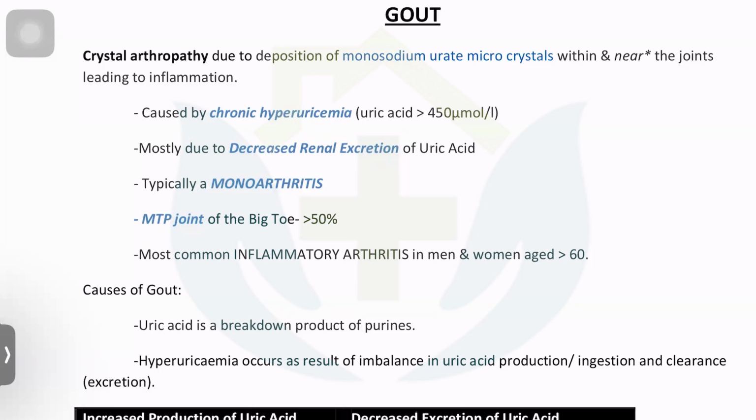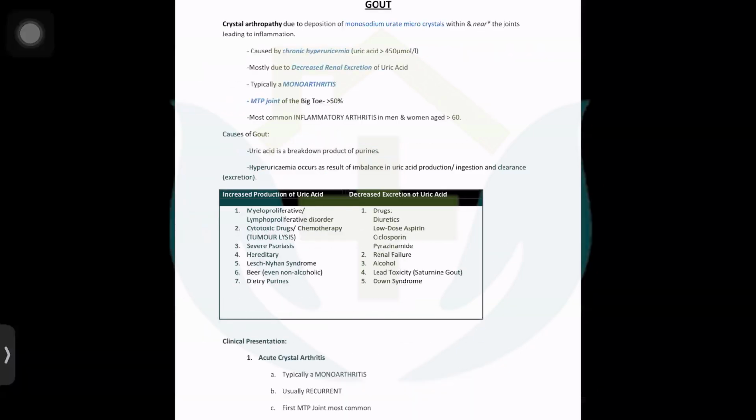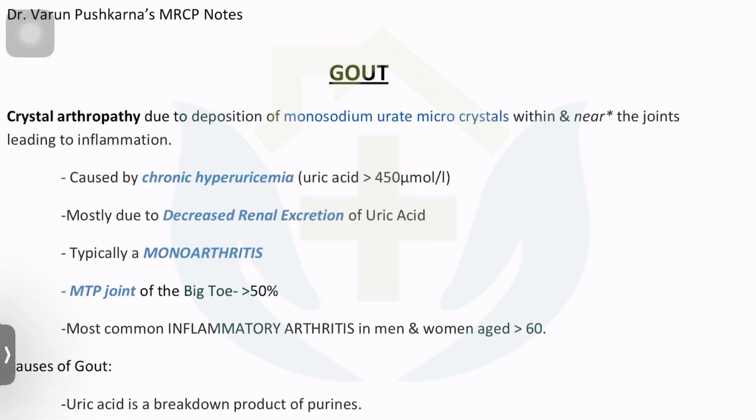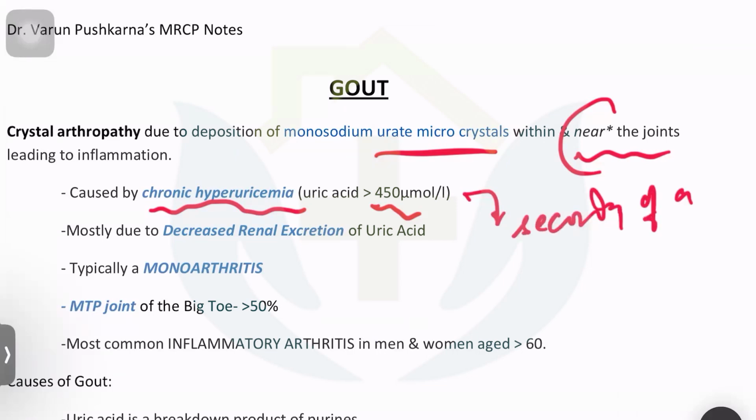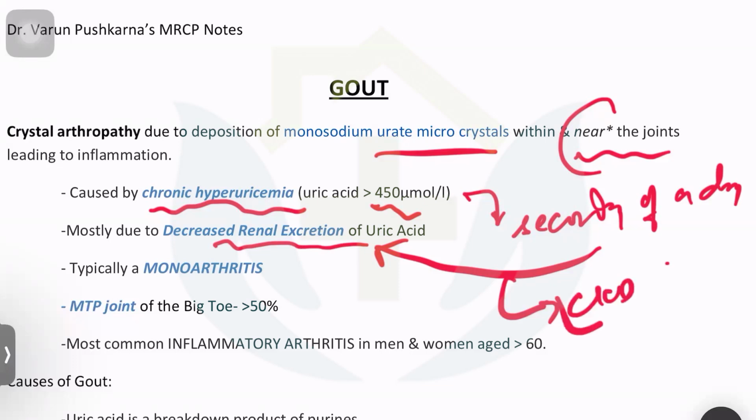So gout is a crystalloarthropathy due to deposition of monosodium urate microcrystals within or near the joints. So it's not necessary that it should be inside the joint, it can be near the joints as well. It is usually caused by chronic hyperuricemia, that means uric acid levels more than 450 micromoles per liter. And essentially it is due to some secondary effect of a drug that decreases the renal excretion of uric acid, or it is because of CKD. In chronic kidney disease also, the excretion of uric acid is decreased.